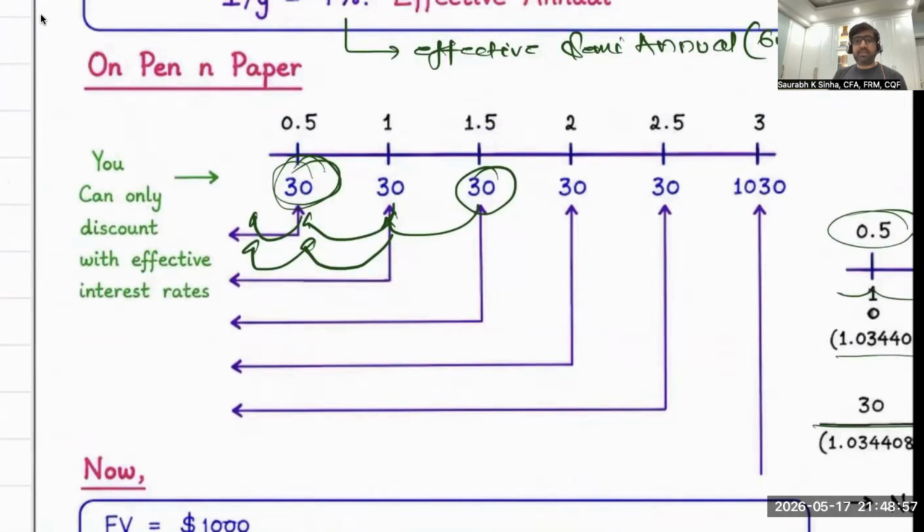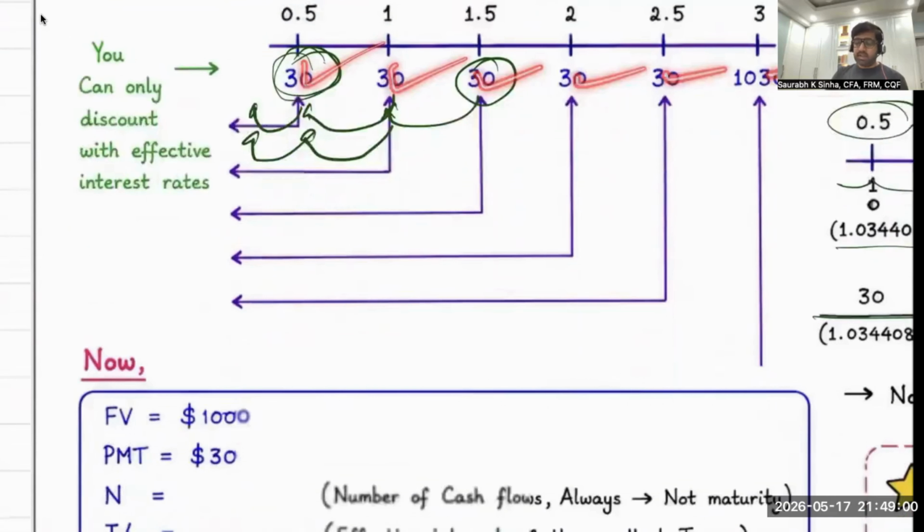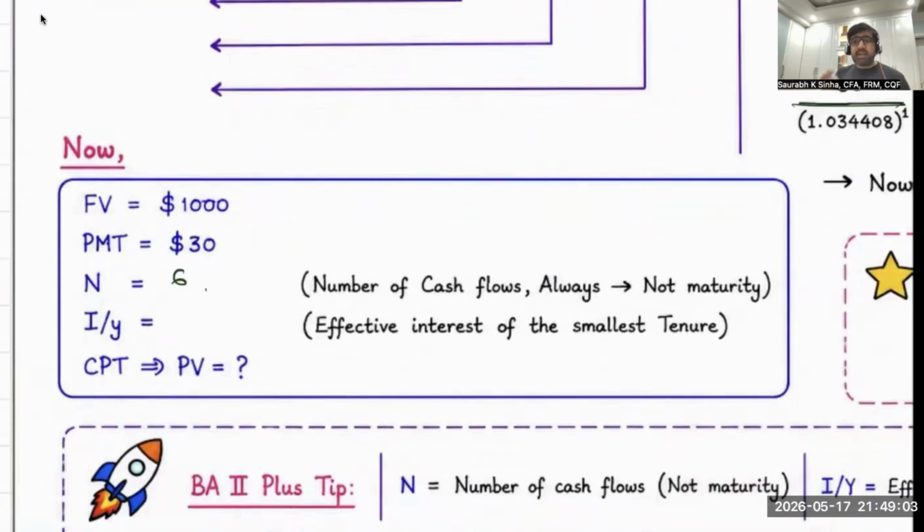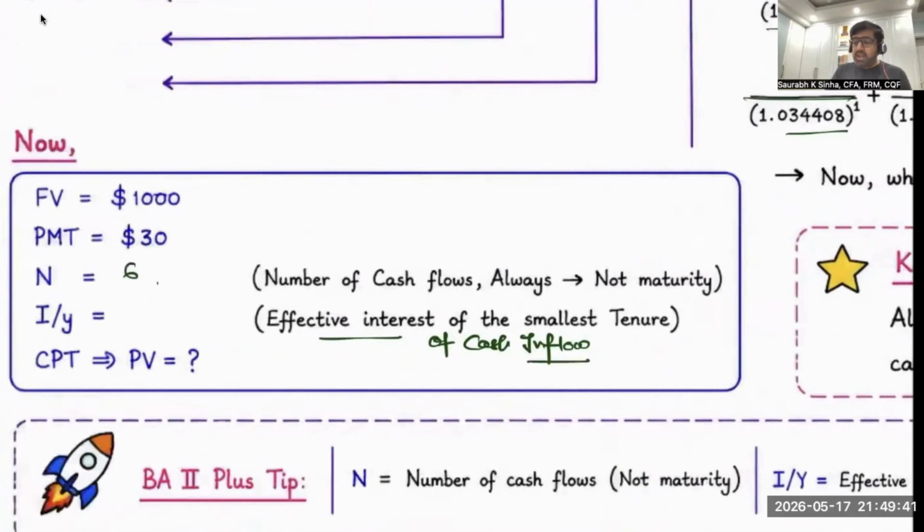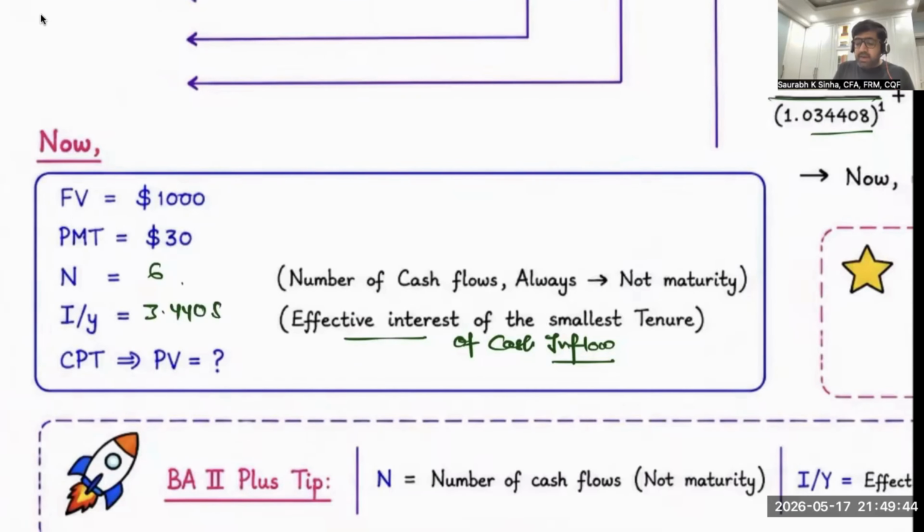How many cash inflows do we have? 6. 1, 2, 3, 4, 5, 6. So it is going to be 6. What is my I/Y? I/Y is not going to be 7%. It is going to be the effective interest rate of the smallest tenure of cash inflow. So what is the smallest tenure of the cash inflow? It is 6 months. But for the effective interest rate of the smallest tenure, you don't have to write 6 months. You have to write the effective interest rate of 6 months. What is the effective interest rate of 6 months? 3.4408. Now solve this question. You would be able to find the correct present value.